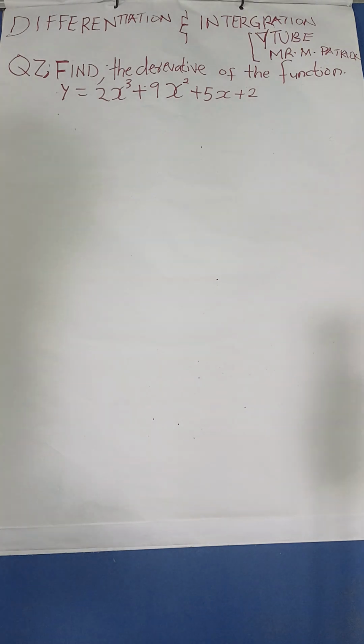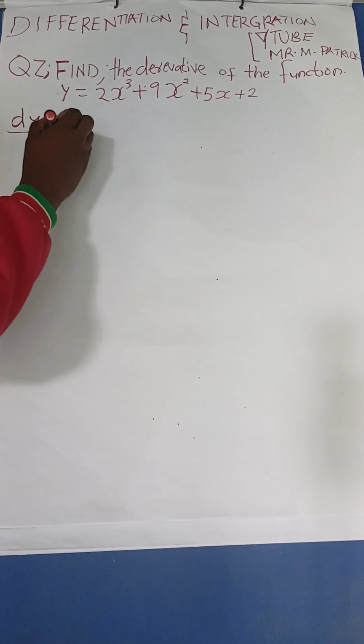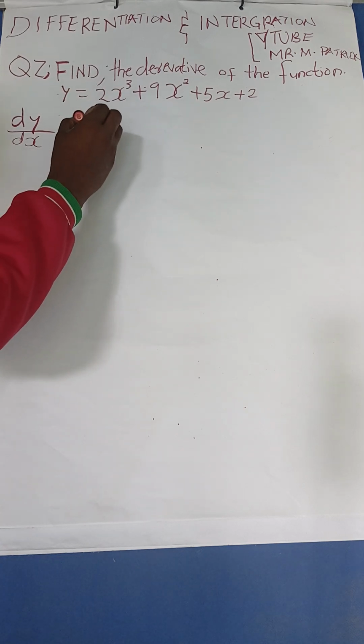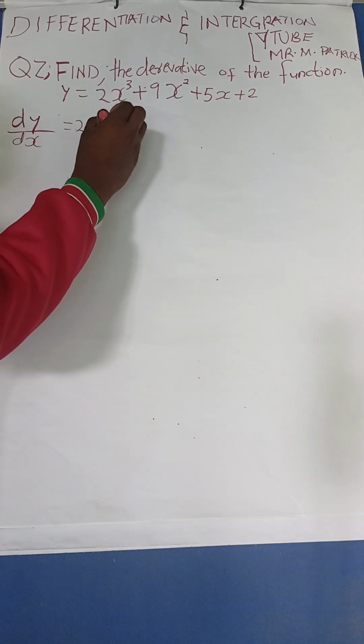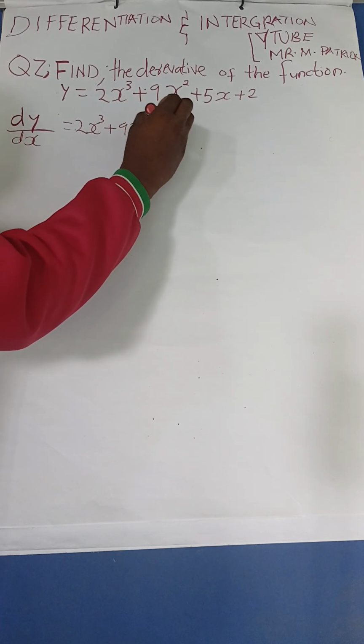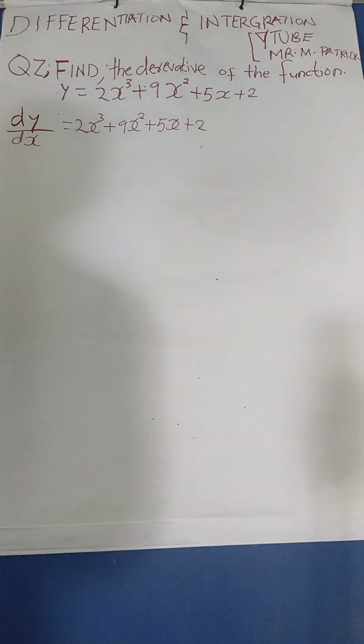Now let's start with the differentiation. When we say differentiation, I think you have heard of dy dx. So we are going to get the dy dx of this function: dy dx of 2x cubed plus 9x squared plus 5x plus 2.